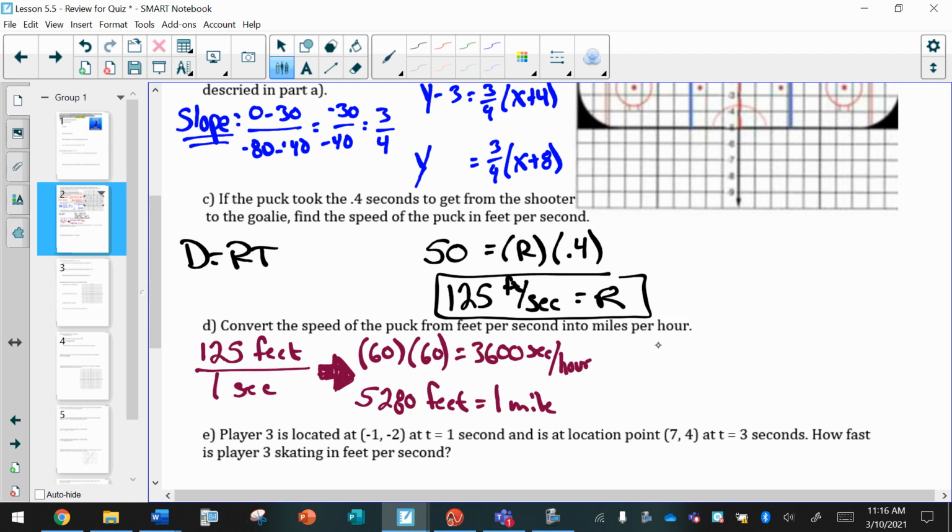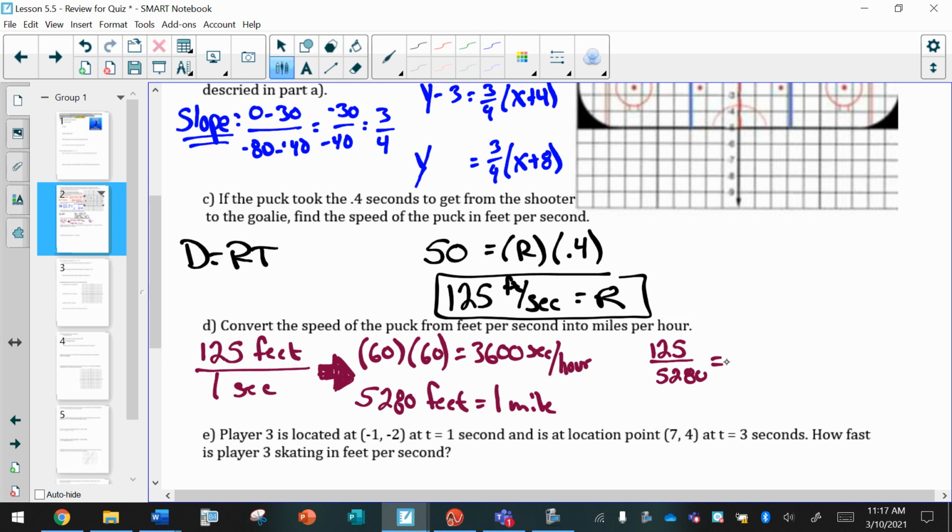We have 125 feet in 1 second. And we have to convert our feet into miles. So we're going to do our feet divided by 5,280. This will help us convert how many miles we have for the hockey puck to travel.